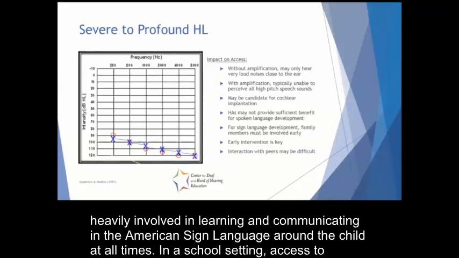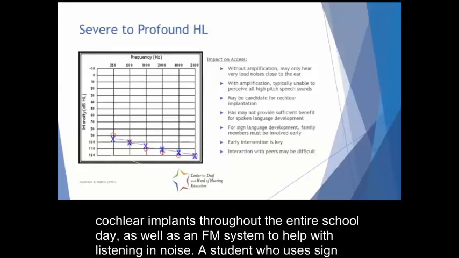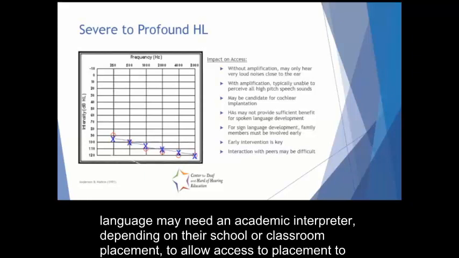In a school setting, access to instruction is a key concern. For spoken language users, the student may be wearing their personal technology, such as hearing aids or cochlear implants, throughout the entire school day, as well as an FM system to help with listening and noise. A student who uses sign language may need an academic interpreter, depending on their school or classroom placement, to allow access to academic instruction.